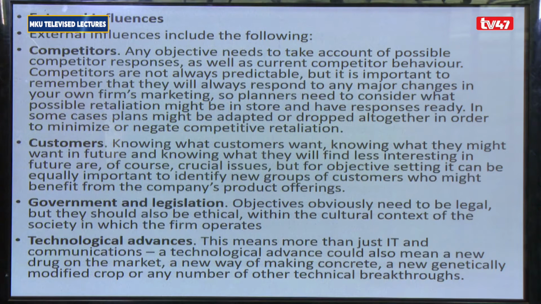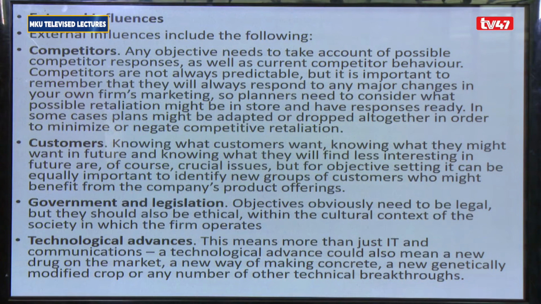The other external influence is customers. Remember, in this unit, we have said that marketing orientation is what we want to focus on, where everything we do is around the customers. Customers know what they want, and they know exactly what they are looking for and the kind of price that they want to spend on something. So don't think that consumers or customers do not know what they want. You must be very cognizant of your customers, knowing what they want, knowing what they might want in future, and knowing what they will find less interesting in future. These are crucial issues. And especially in this digital age, you have to be very alert and aware.